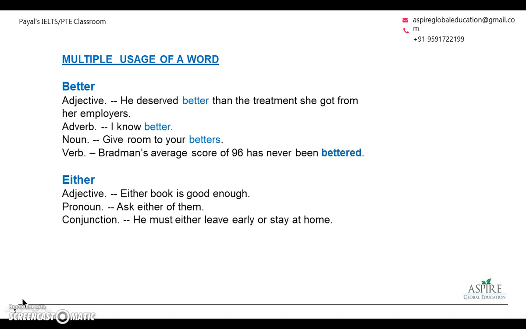So conjunction, as I told you: he must either leave early or stay at home. So here you have to make a choice. So you're trying to connect two different sentences using a coordinating conjunction.